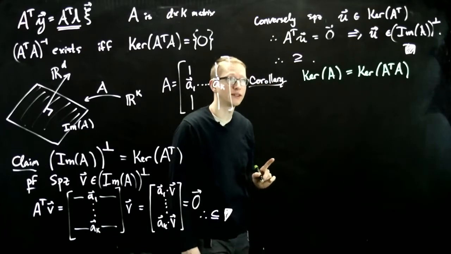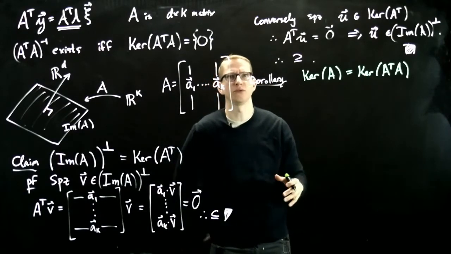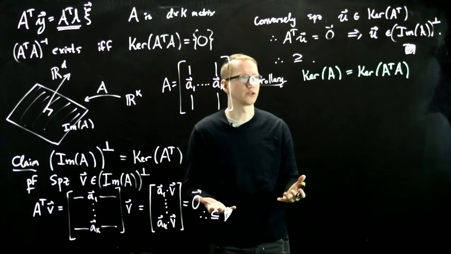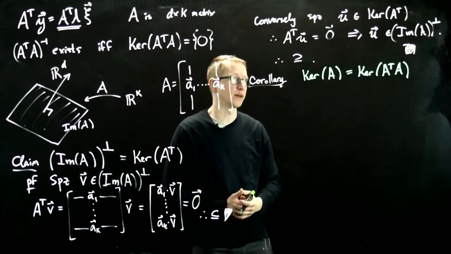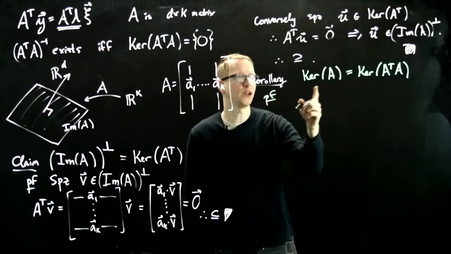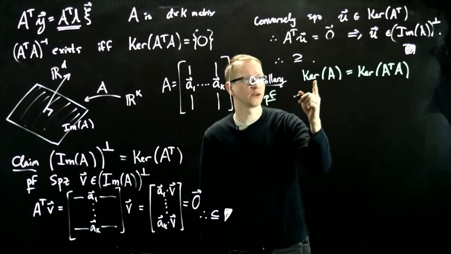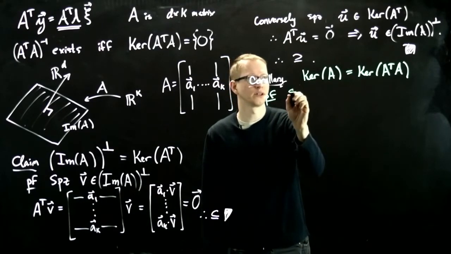You can already see why this is going to be useful, because instead of looking at the kernel of A transpose A, where we take two matrices and multiply them, which is going to be a more difficult matrix to work with, if we could just look at the kernel of A, that would probably save us some time. So let's prove this. In one direction, it's pretty obvious, but I'll write it out anyway. Let's first prove the direction that the kernel of A is inside here. So let's prove this containment.